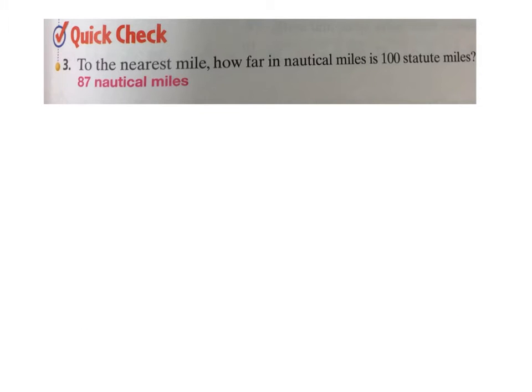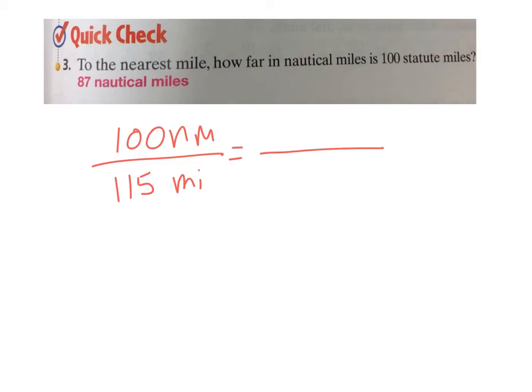Similar to the last problem, it says to the nearest mile, how far in nautical miles is 100 statute miles? So we're going to set it up a lot like we did the last one. We know from the last problem we did that 100 nautical miles is the same as about 115 regular miles. And so to the nearest mile, how far is 100 statute miles? So again, we do these miles across from miles, so 100 miles. And it's x, so that's unknown nautical miles. And we'll solve this with a cross product.